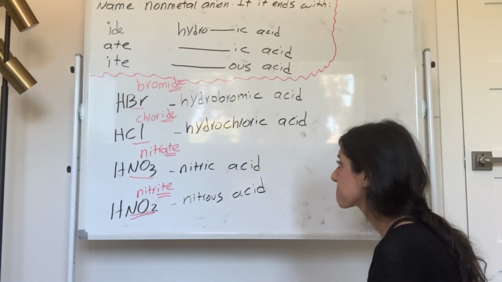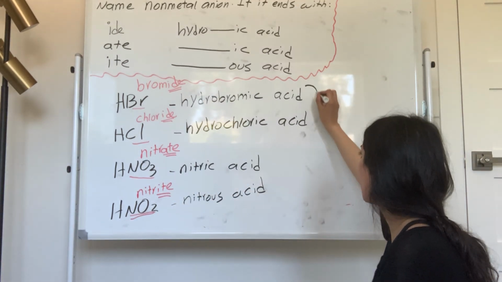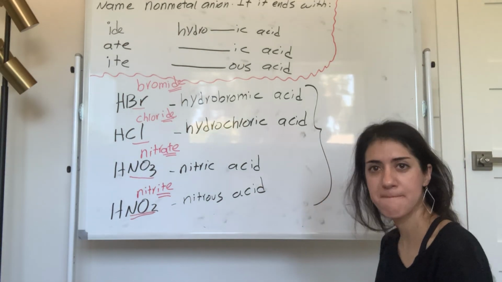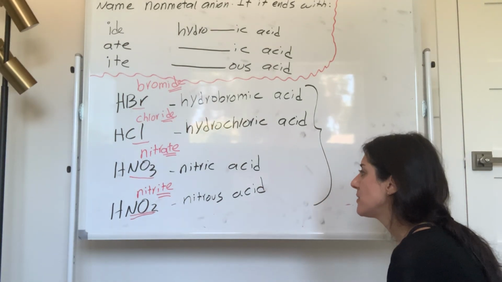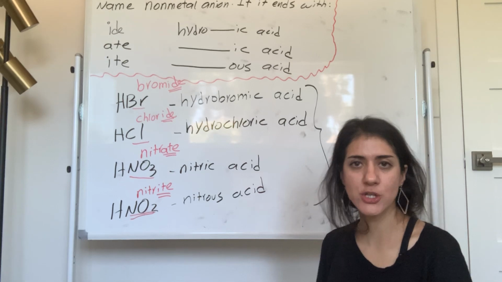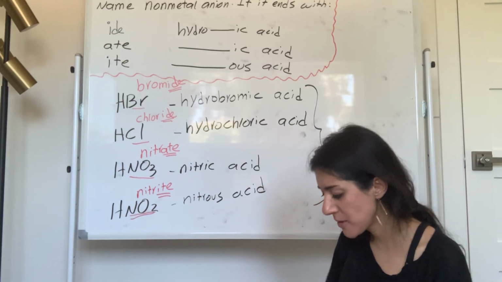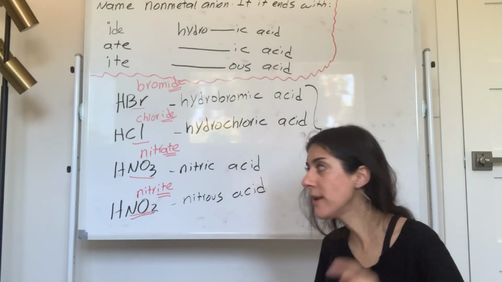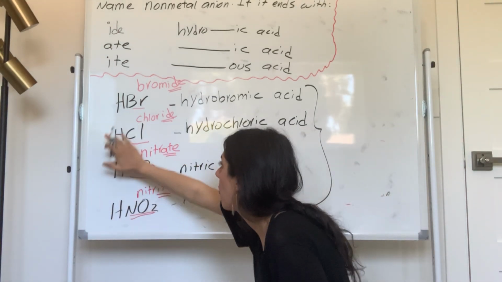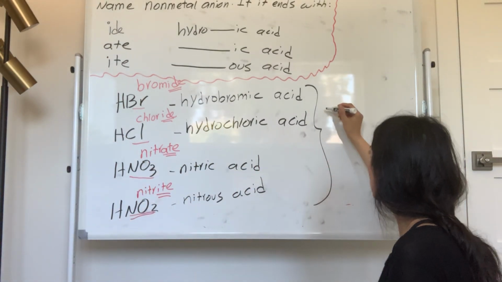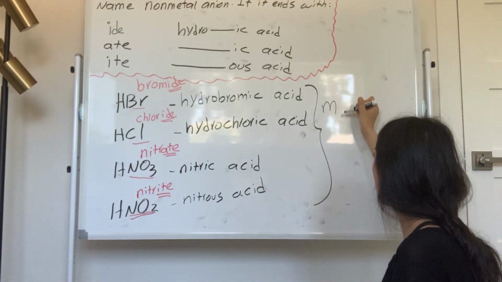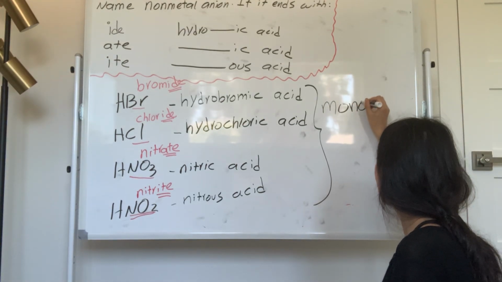Okay. Now, I want you to look at all these acids that we just did. How many hydrogens do they have? HCl, HBr, nitric acid, nitrous acid, how many hydrogens do they have? They have 1 hydrogen. Do you agree? 1, 1, 1, 1. So what we call this, we call this mono. Mono means one.